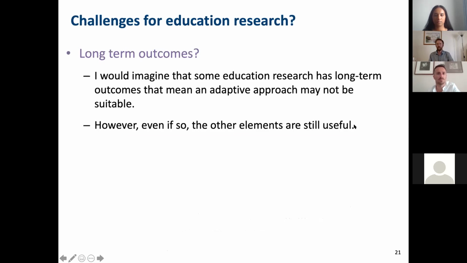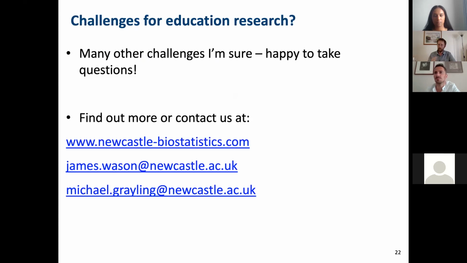Long-term outcomes, this is something I'm not sure about, but again, this is more focused on the adaptive element. So maybe education research has got very long-term outcomes that mean an adaptive approach might not be suitable, but the platform elements may still be useful. And even if you've got a long-term primary outcome, you could still benefit from an adaptive approach if you've got a good shorter-term outcome that you can use to make the adaptations. I'm sure there's many other challenges, and hopefully we might discuss some of them now.